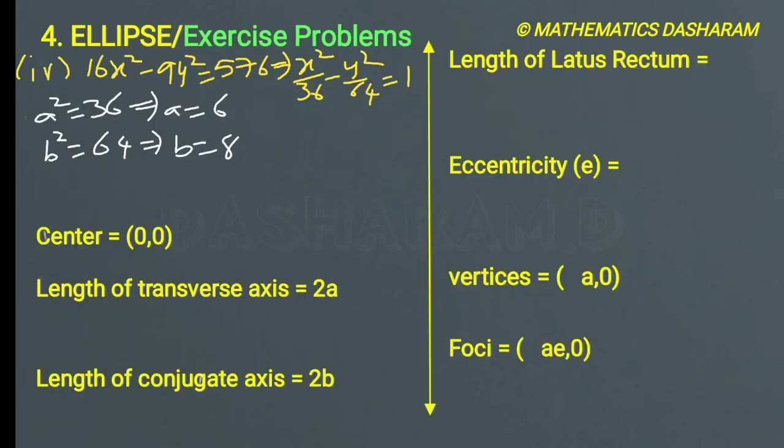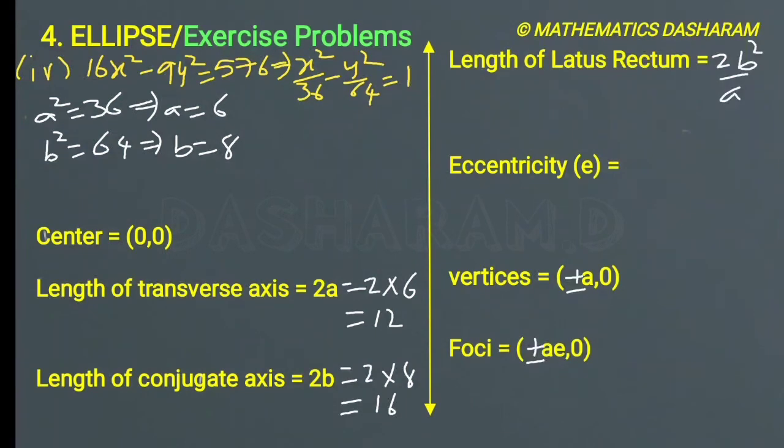8. Here the center is (0, 0) and the length of the transverse axis is 2a. So 2 into a value 6, 2 sixes are 12. Next, the conjugate axis 2b, 2 into b, 8 twos are 16. Next, the length of the latus rectum is 2b square divided by a, b square value 64 divided by a value 6. So 2 ones are 2, 3s are 64 divided by 3.